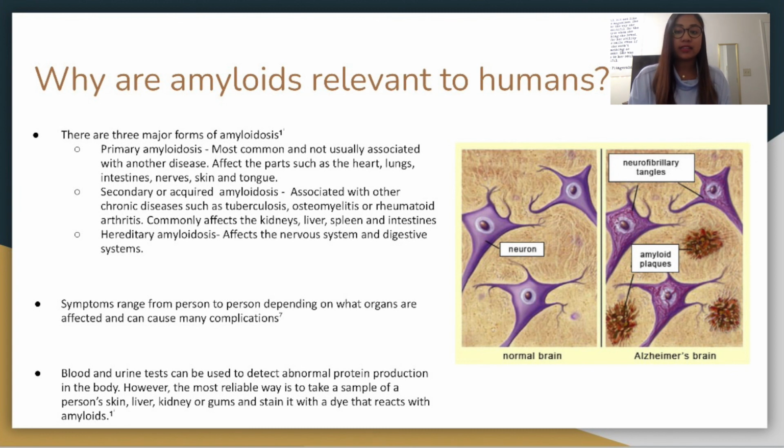The way to test if a person has amyloids can be through the blood and urine, and this can see if they have abnormal protein production in the body. But the most reliable way to take a sample is through a person's skin, liver, kidney, or gums, and they will stain the sample with a dye that reacts to amyloids.